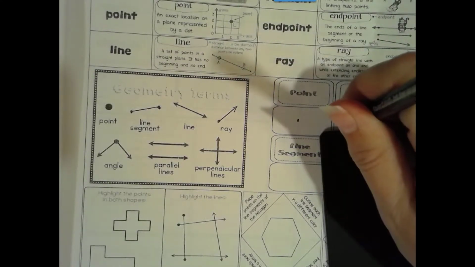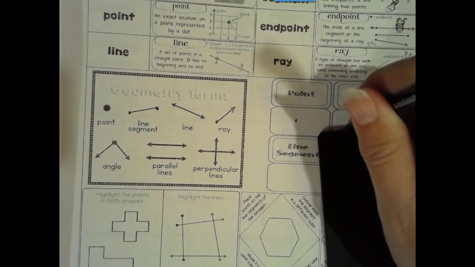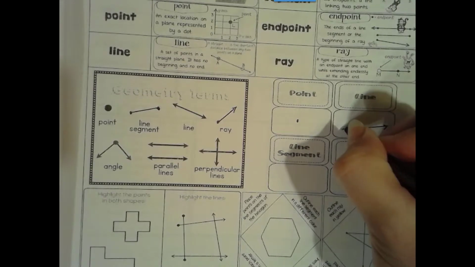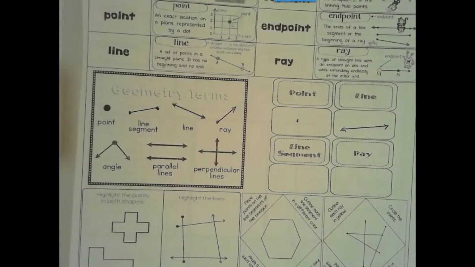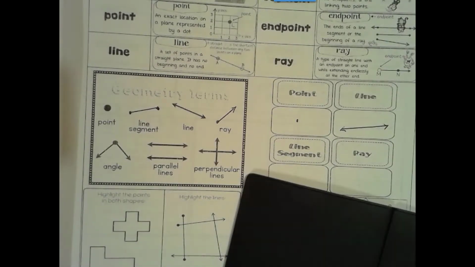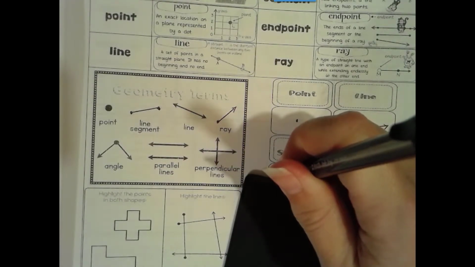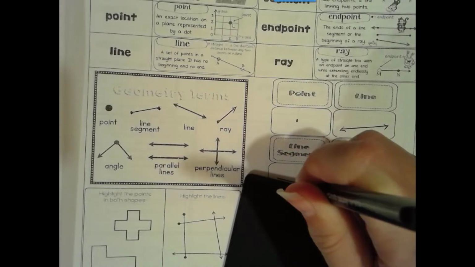And notice how I have my pen straight up and down. You want your pencil straight up and down so that it's up against the straight edge to be able to use it. And then we put arrows on it to show that it goes forever in both directions. A line segment. Okay, so you put your pencil straight up and down against that straight edge.